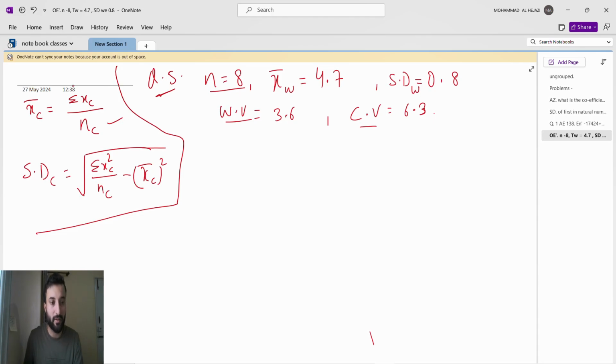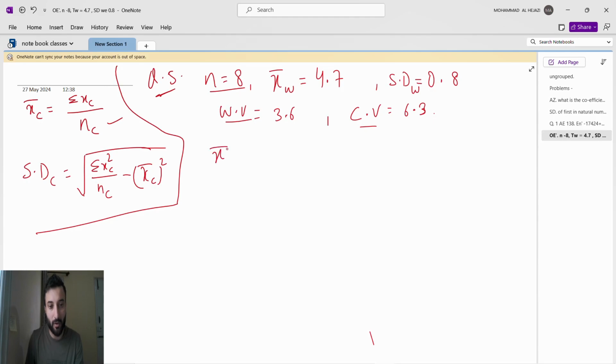Now we have to find this correct sum of all the observation. So for finding correct sum of all the observation, what we will find? Yes, first of all we will find the wrong sum of all the observation. From wrong sum of all the observation we will minus 3.6 and we will add 6.3.